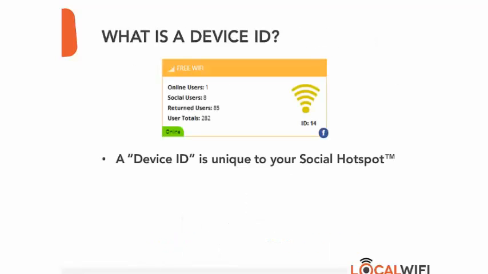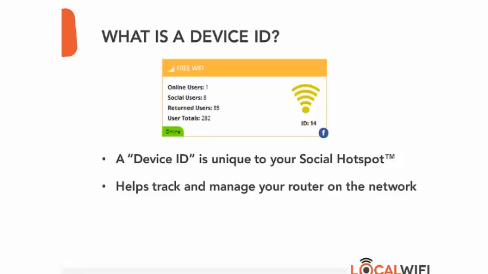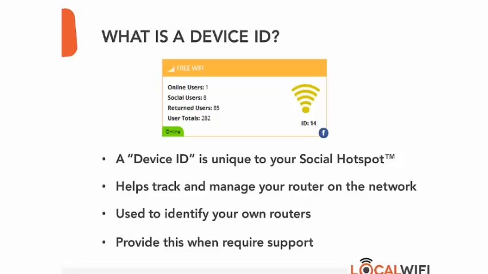So what is a device ID? The device ID is unique to your social hotspot. So you see over here in the sample, this is ID number 14. Each one of you will have your own device ID. Each hotspot will have its own device ID. It helps you track and manage your router on the network. So you'll be able to see it and reference it. And you could use it to identify your own routers, so your own personal things. Say, okay, this client has ID number this. And if you ever need support on it, it helps us to say, hey, my router, social hotspot ID number 14 has a problem. We'll go in there and we'll be able to troubleshoot it remotely. So it's a really nice way to do that.